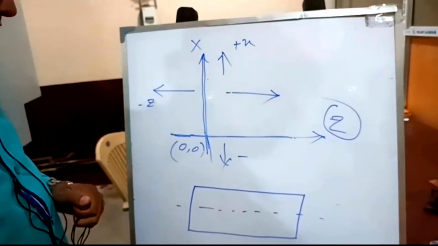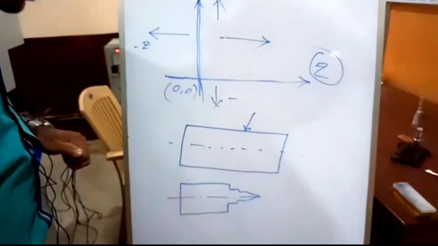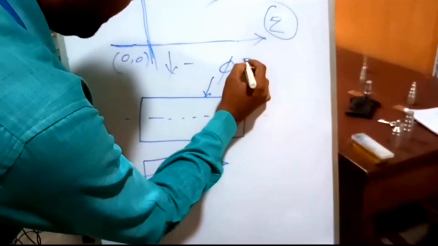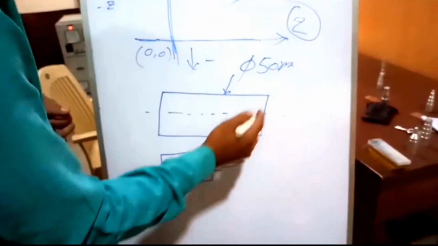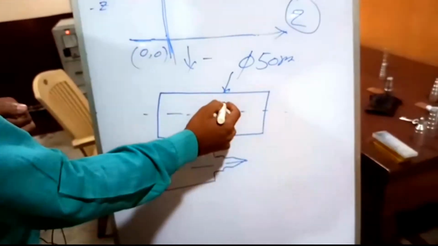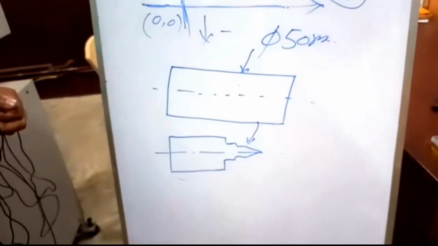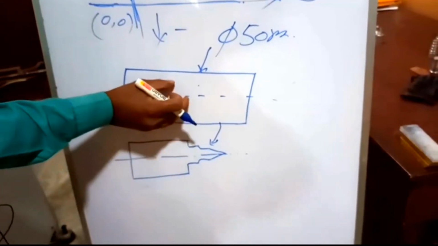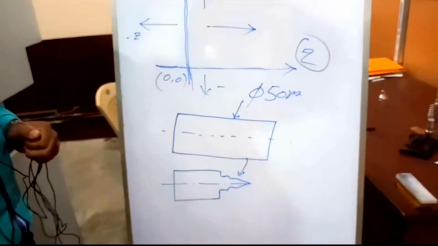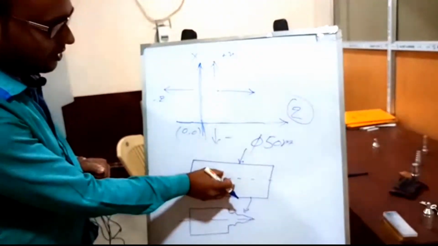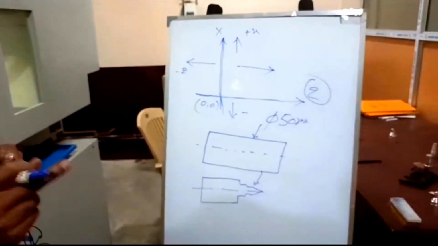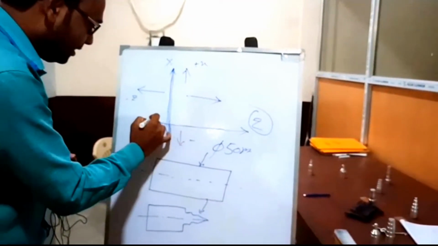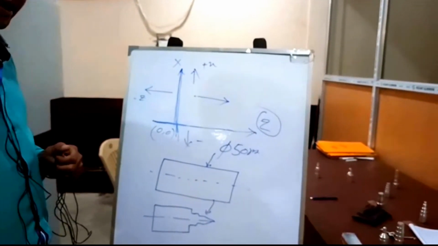How do we write the program? Suppose there is a job like this, a cylindrical job. Suppose there is a diameter of 50 millimeter, and from this 50 millimeter diameter raw material, we have to produce this job. So for producing this job, we have to remove some parts from this raw material. How? We will remove this part through this CNC machine. For removing this, first we have to make a program through this coordinate and through G code and M code.